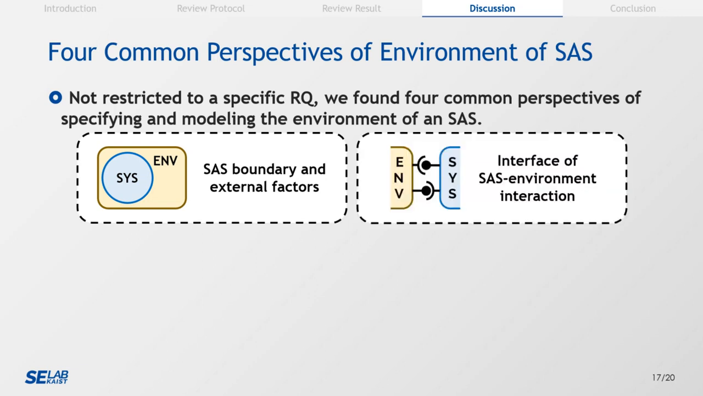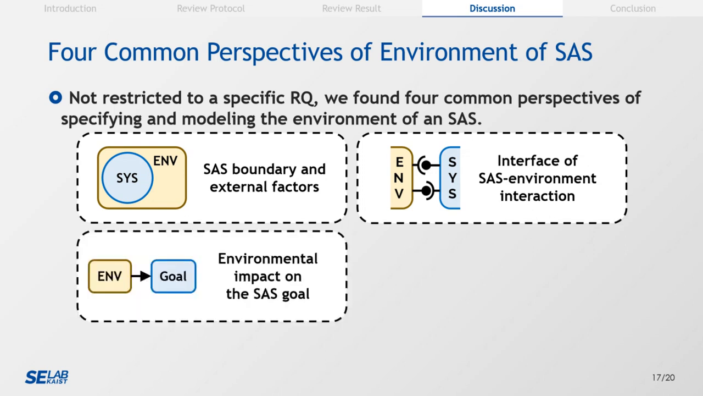The second perspective focuses on the interface of system-environment interaction. How the environment is observed and how the system affects the environment are analyzed. The third perspective focuses on environmental impact on the goal of the self-adaptive system. This perspective is shown in many goal or requirement-driven methods.